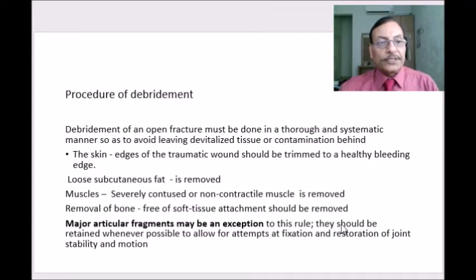The procedure is one by one, each layer has to be taken care of. So, skin: the edges of the traumatic wound should be trimmed to the healthy bleeding edge. Loose subcutaneous fat, remove it. Muscles which are severely contused or non-contractile must be removed. Bones free of soft tissue attachment should be removed. The only exception to the loose bone fragments is the major articular fragments. They should be retained.